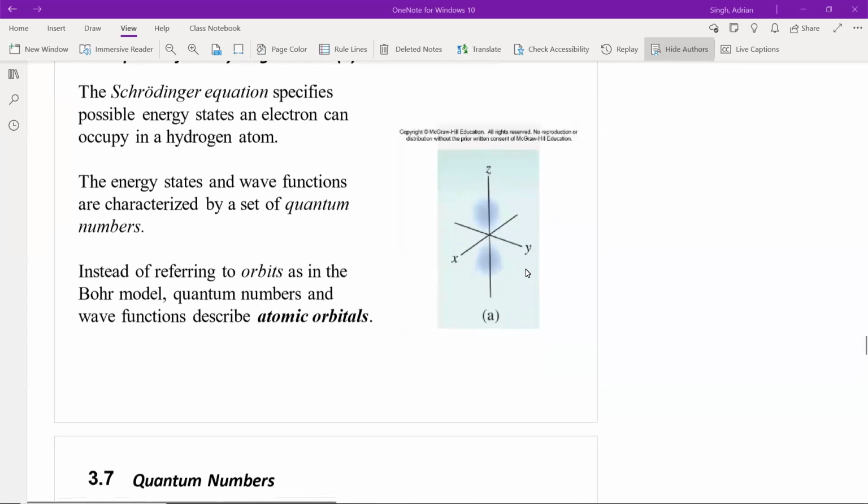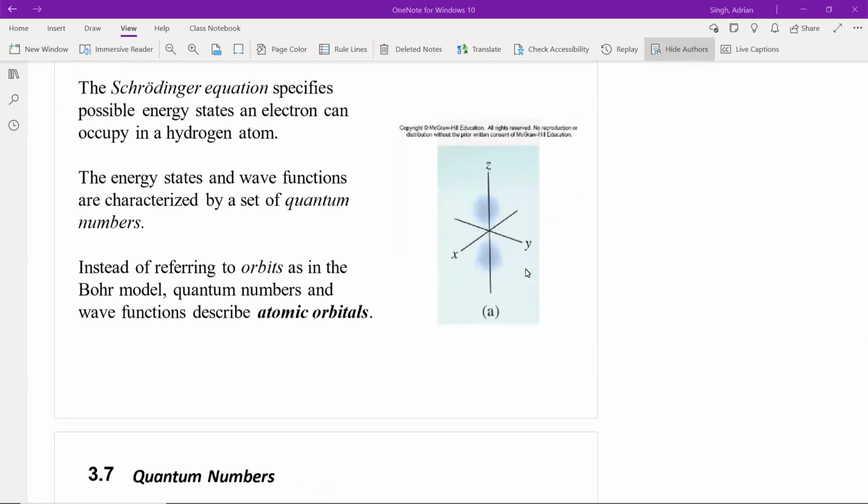These energy states, as well as the wave functions, are going to be characterized by a set of what are known as quantum numbers. Okay, and we're going to talk a lot about these in the next few minutes. These are going to help us define several things: the shape of the space where the electron could be, as well as some other properties of the atom and of the electron.